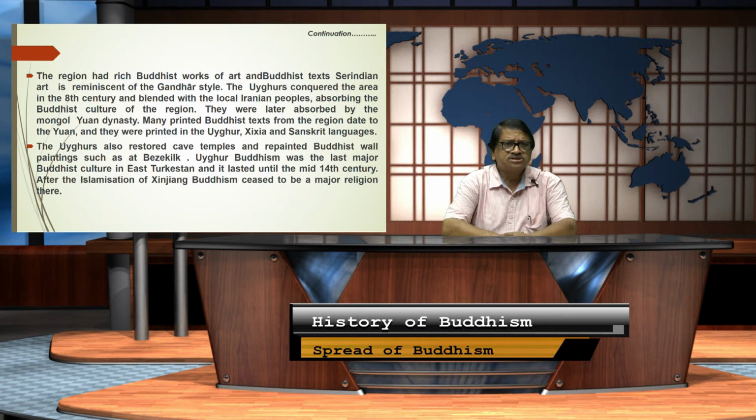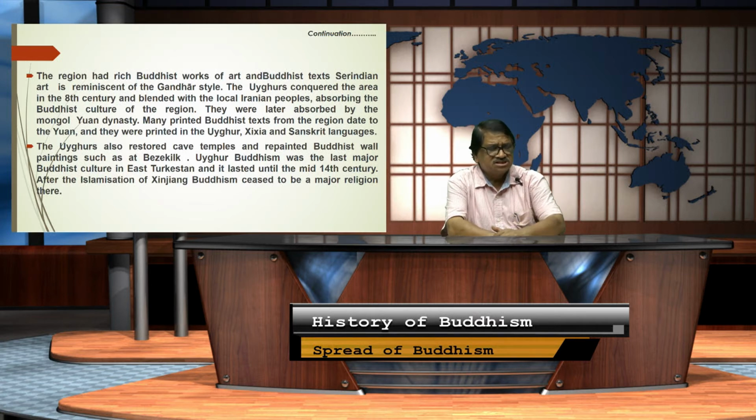The Uyghurs conquered the area in the 8th century, blended with the local Iranian people, and absorbed the Buddhist culture of the region. They were later absorbed by the Mongols, the Yuan dynasty. Many printed Buddhist texts from this region date to the Yuan, and they were printed in Uyghur, Xixia and Sanskrit languages. The Uyghurs also restored the cave temples and repainted the Buddhist wall paintings, such as at Bezeklik.